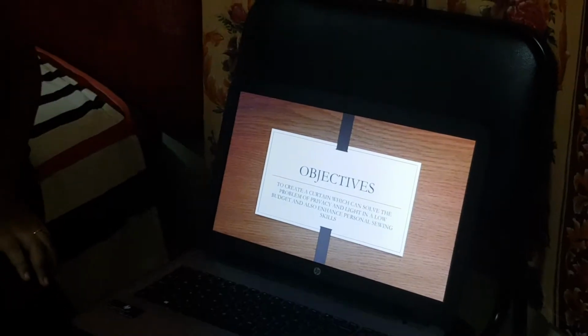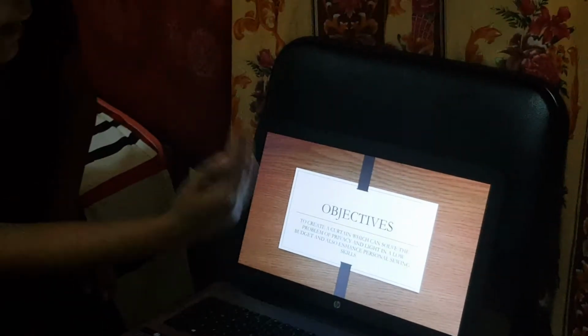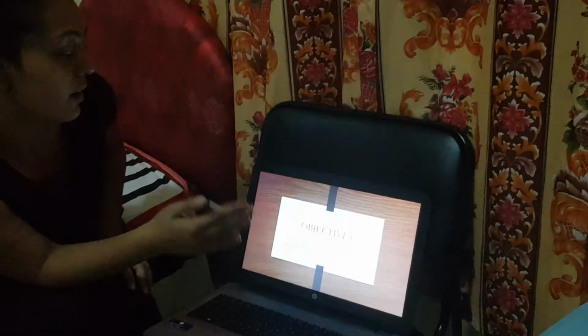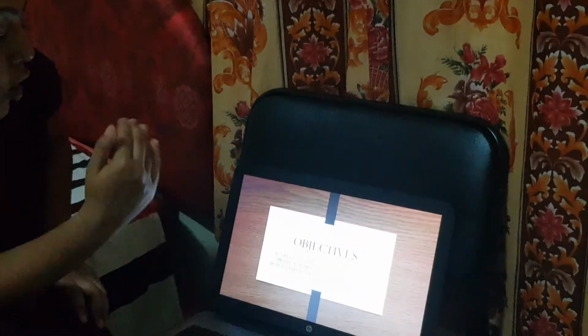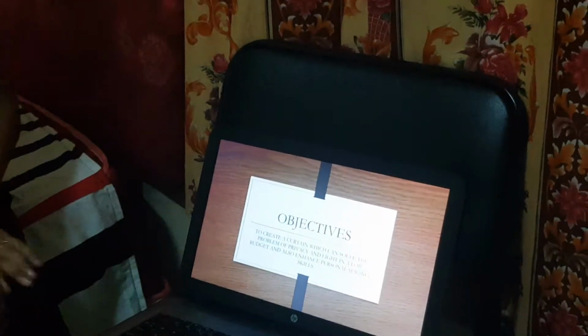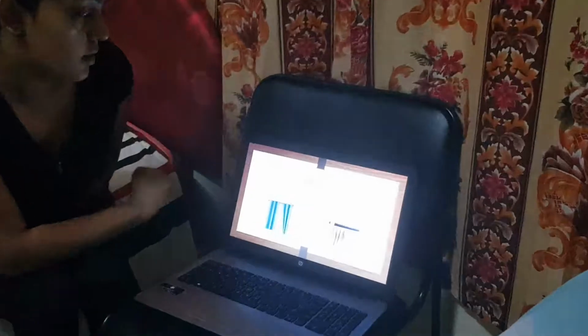Objectives. My objective was to create a curtain which can solve the problem of privacy and light on a low budget and also enhance my personal sewing skills. Being a technology major, becoming a home economics teacher, I also want to enhance my skills at sewing. I want to experience sewing first and then teach my students.